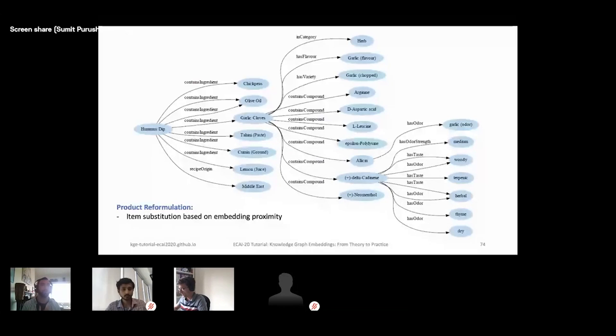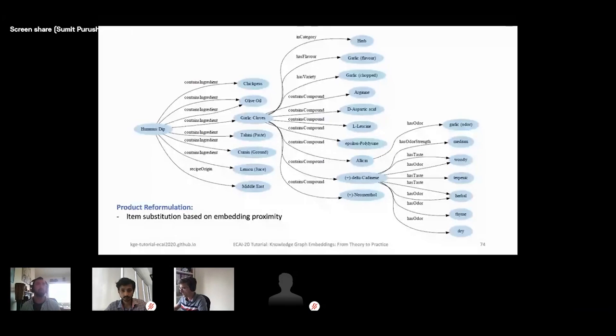So in our example, if we are a manufacturer that produces hummus and suddenly we have a disruption to our supply chain and we're unable to source garlic cloves, we could do a very simple item substitution using a graph like this based purely on entity embedding proximity to find a suitable replacement for garlic cloves.